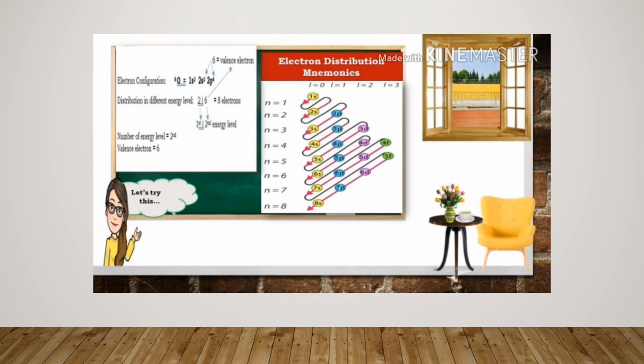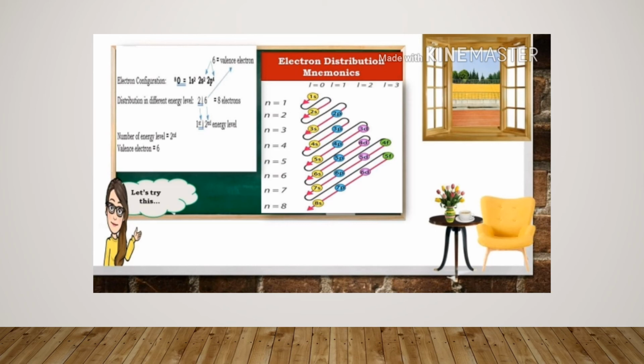Are you familiar with the electron configuration mnemonics? In order to get the electron configuration of a certain element, you have to follow the distribution mnemonics. As you can see, you have to follow the arrow. The first energy level starts with 1s, followed by 2s, 2p, 3s, 3p, 4s, 3d, and so forth. In the given example, oxygen has an electron configuration of 1s2, 2s2, and 2p4.